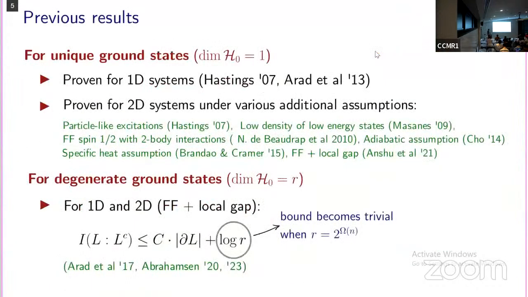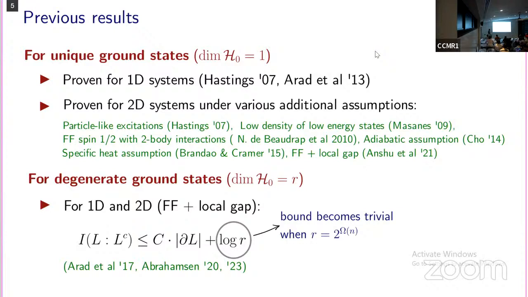Okay, previous results about trying to prove this conjecture. We have a full proof of this conjecture in 1D, and all these proofs are for the case where there is a unique ground state. Hastings first proved it, and then we had work that improved on Hastings' results. For 2D systems, we don't have a full proof yet. All the proofs that we have are under additional assumptions, and there is a full list of these.